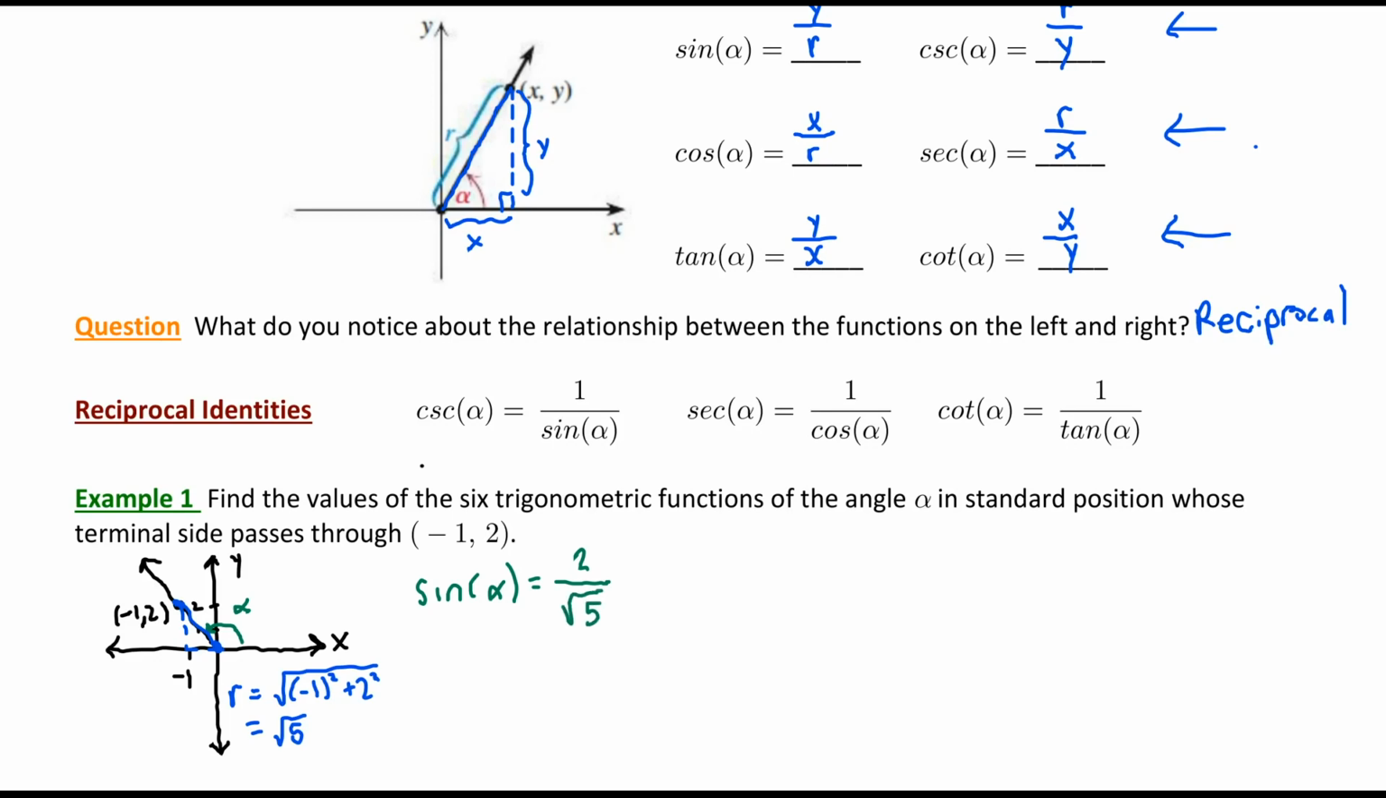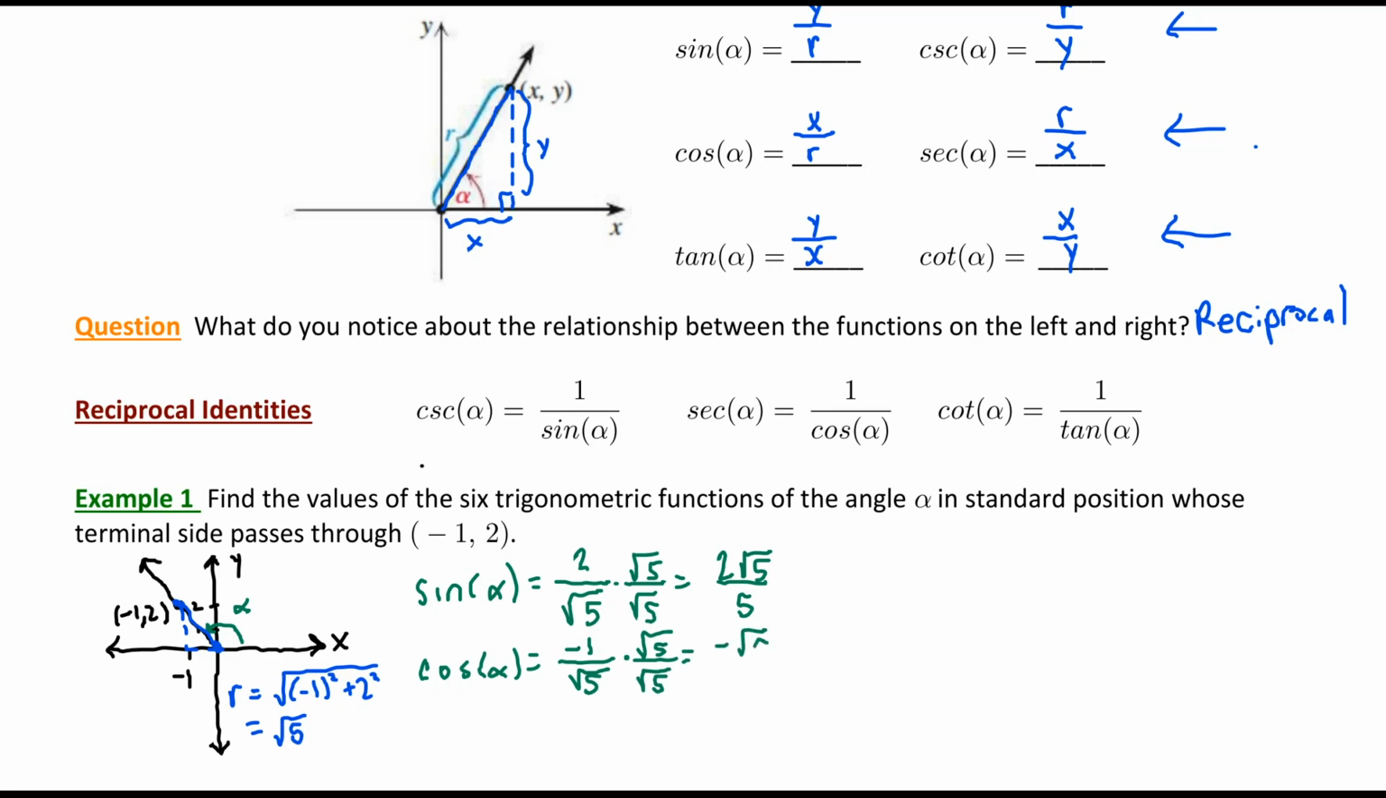Now, it's customary in trigonometry to rationalize the denominator. So we can go ahead and do that by multiplying the square root of 5 to the top and the bottom, and we end up with a value of 2 square root of 5 over 5 for sine of alpha. Similarly, cosine of alpha is equal to the x coordinate, -1 over r, which is the square root of 5. Again, we're going to rationalize by multiplying by the square root of 5 over the square root of 5.